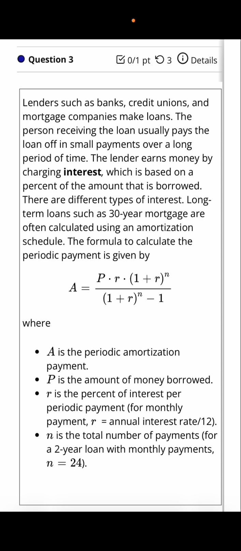R is the percentage rate. Typically that's an annual rate, so make sure you divide by 12. If it's presented as a percent, remember to turn it into a decimal first, you divide by 100, and then you'll divide by 12 to convert it to a monthly rate. And then N stands for the total number of payments. So you take your number of years and multiply by 12 because we're making monthly payments.